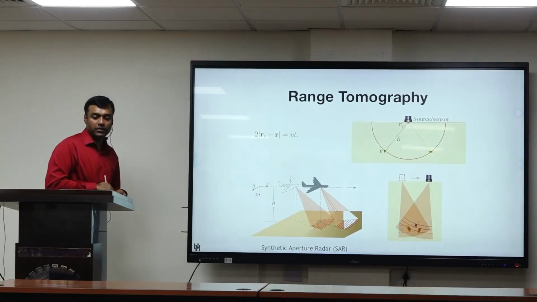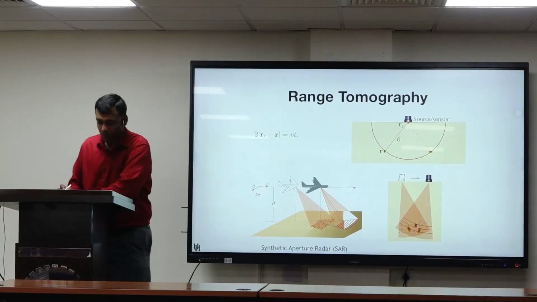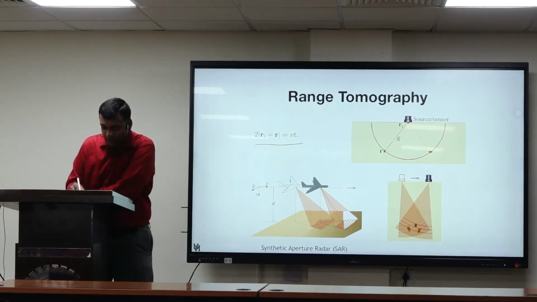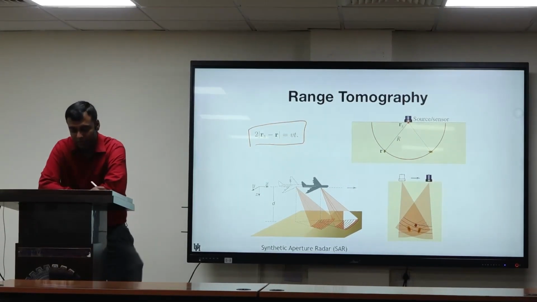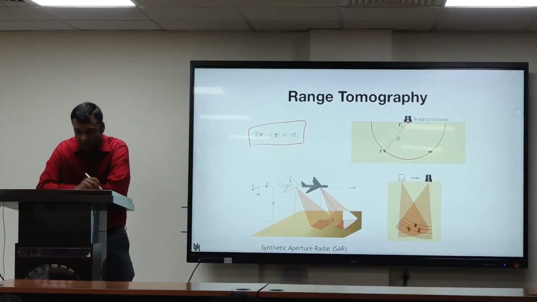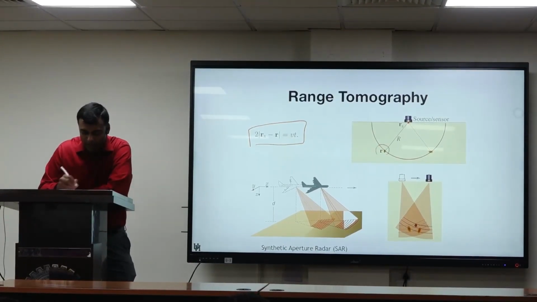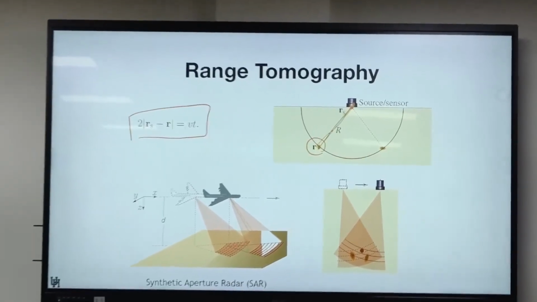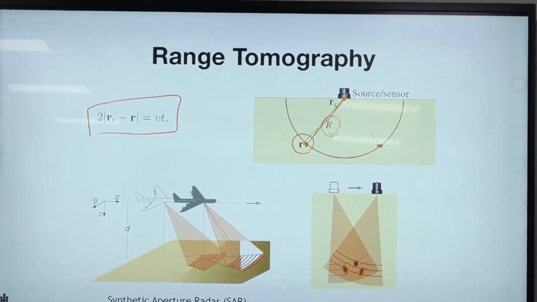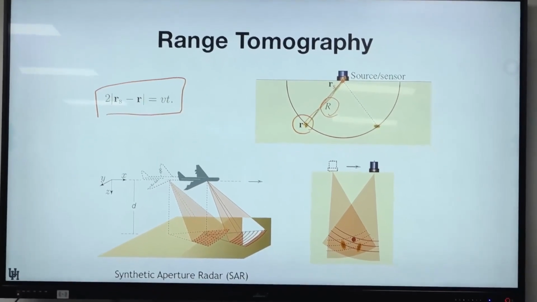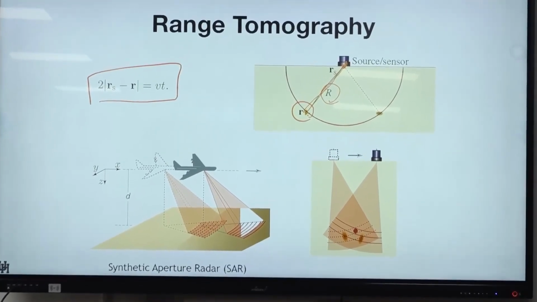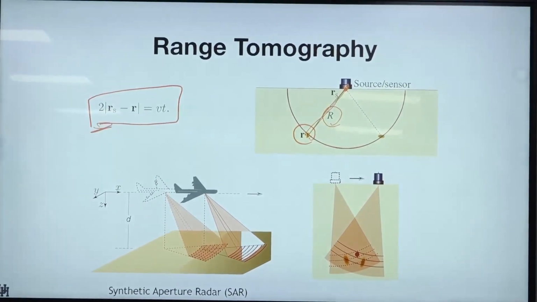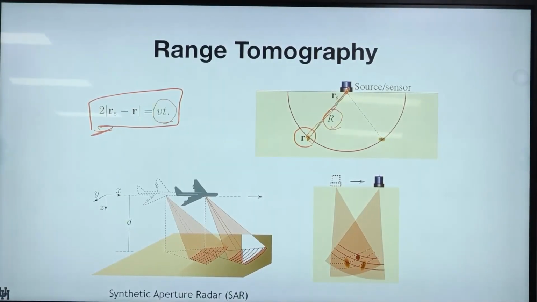So this kind of an approach. In range tomography, one of the underlying assumptions is that if you have a scatterer at a position r, and rs is the location of the source, then the distance is twice this, r to rs and rs to r, back and forth. So twice that distance is velocity times that time.